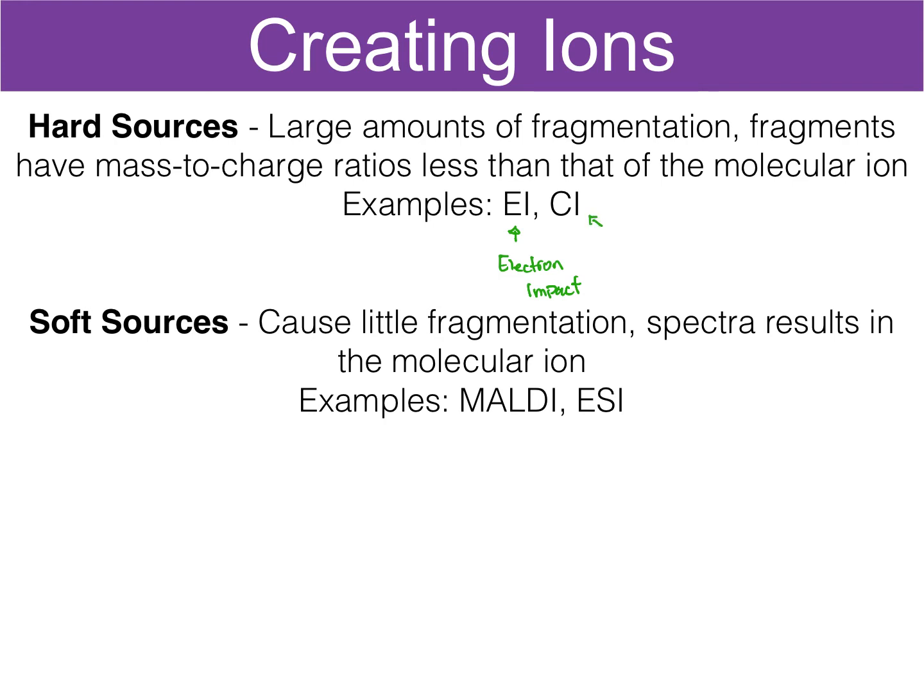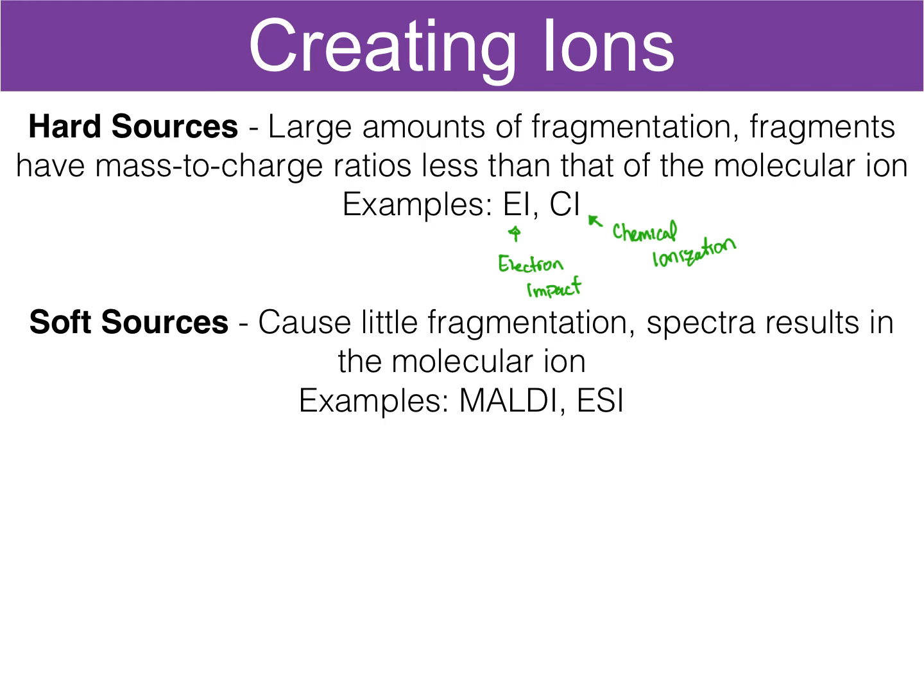Another somewhat hard ionization method is chemical ionization. And this is a pretty rough chemical reaction. And so you put in some sort of molecule that's highly reactive, and that molecule bombards through your sample and creates lots of ions and lots of fragments.